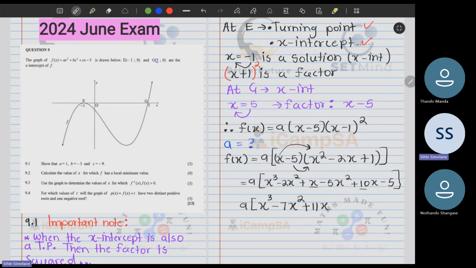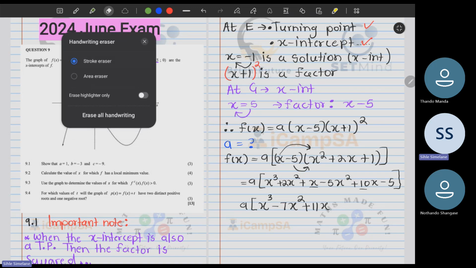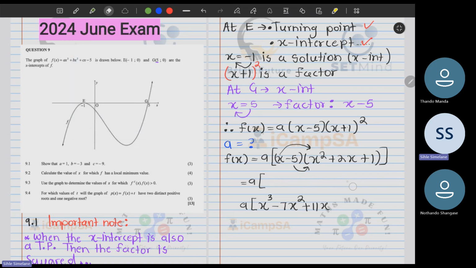Oh. There's a mistake I made here. Remember, the factor is x plus 1, not minus 1. So that becomes a plus. Okay, and let me sort this out here. So I nearly made a mistake there. So let me quickly multiply this back. It's a plus there. So what we'll have is x cubed plus 2x squared plus 1, then minus 5x squared, then minus 10x, then minus 5, like that.